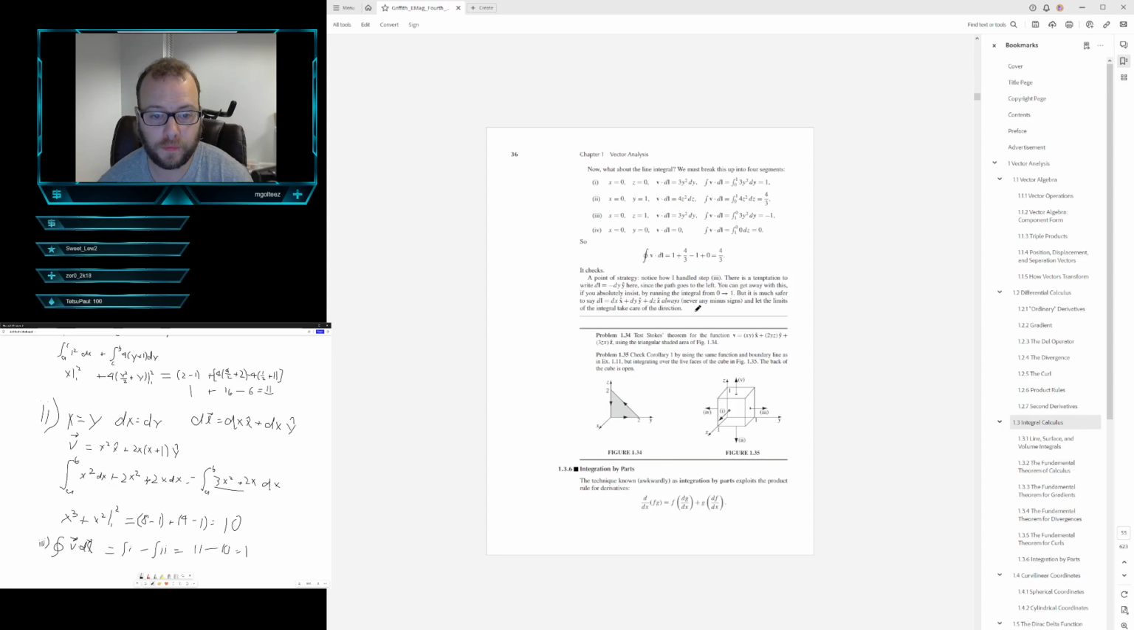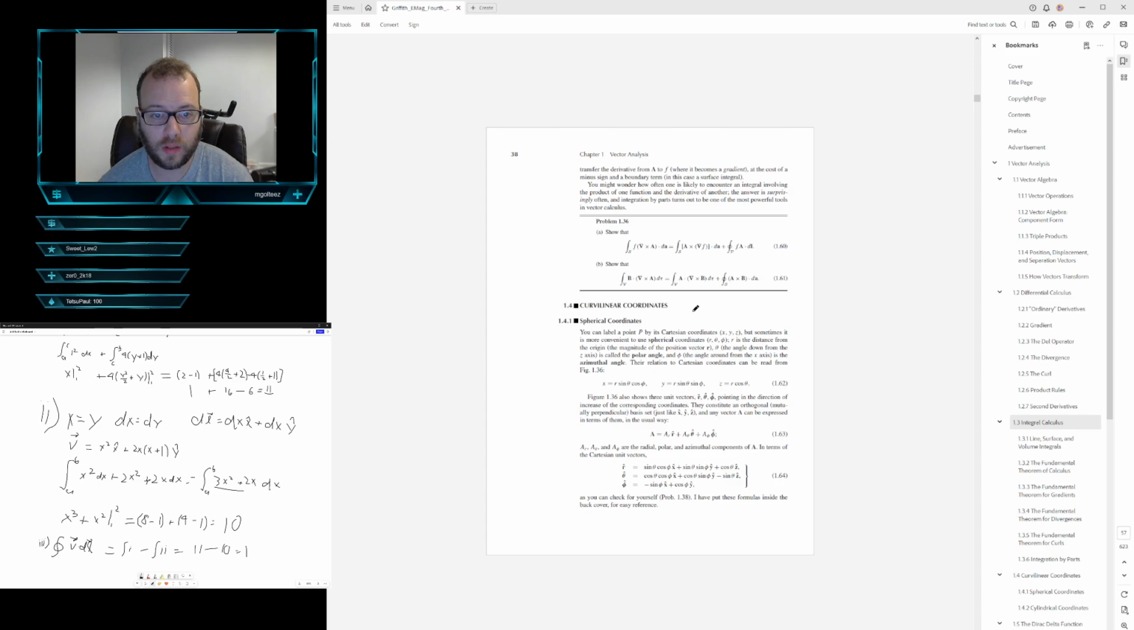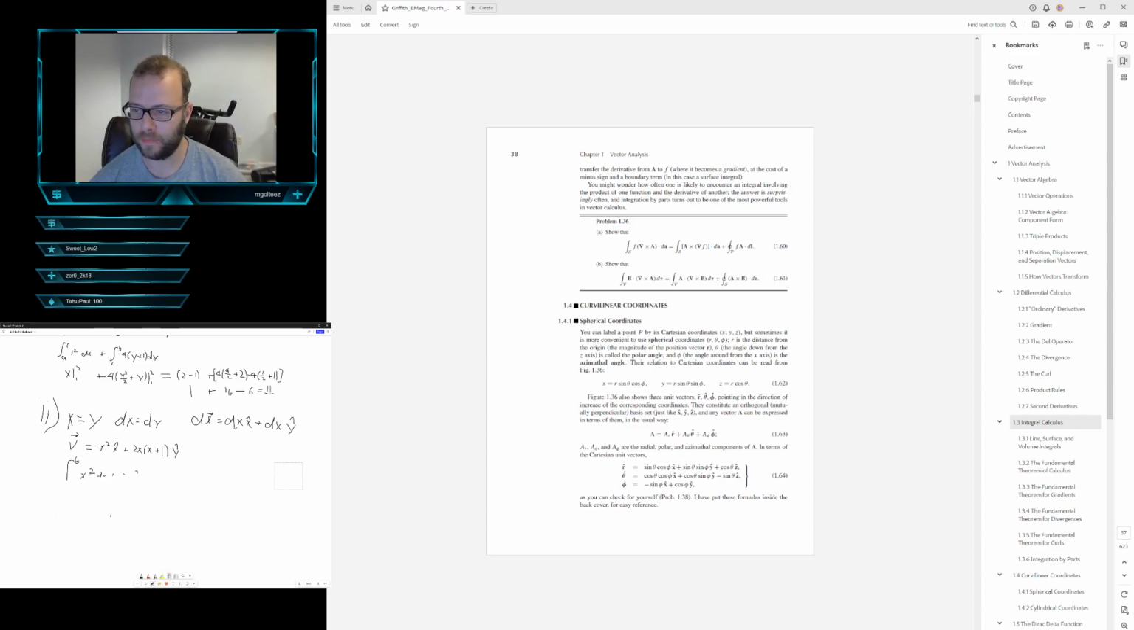So we've got problems, integration by parts, and then we get into the next section, which is curvilinear coordinates. So this is all Calc 3 work.